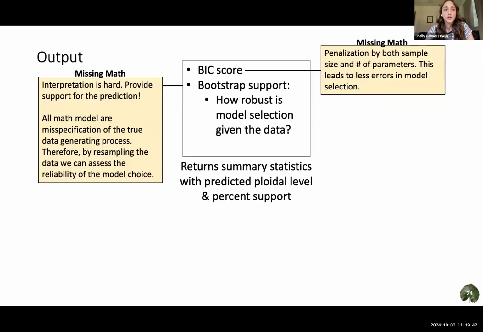Okay, so our method then returns summary statistics. And these first include a BIC score, which we found to lead to less error in model selection. This score is penalized by both sample size and number of parameters, but we also allow you to get a bootstrap support. So how robust is the model given the data? This is because interpretation is quite hard and math models are math and not biology. And so we wanted to allow you to resample your data and assess the reliability of model choice.